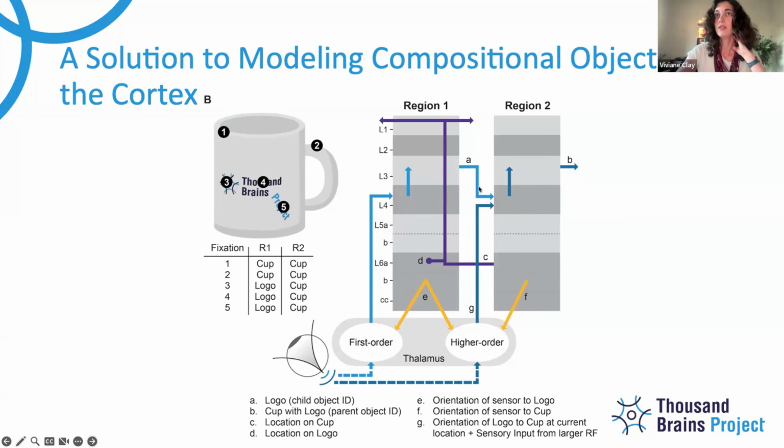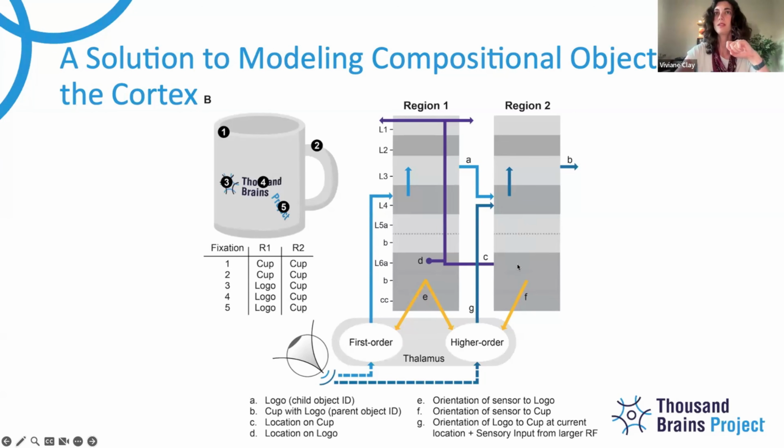So this connection alone explains how we learn at which locations on the mug the logo exists. Basically, whenever we're on the logo on the cup, the logo will be represented in layer 3 here and sent to layer 4 of region 2. And region 2 will associate that logo ID with locations on the mug through those layer 4, layer 6 associative connections.